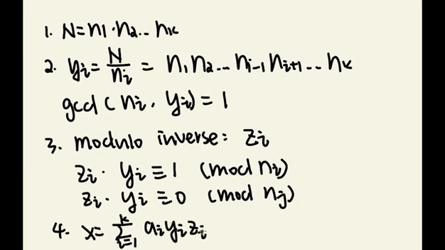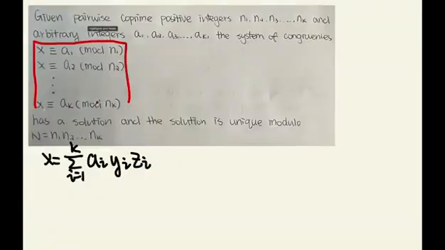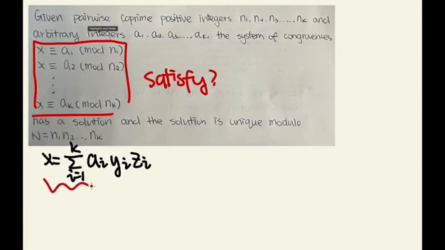Wow. Are you still following? I totally understand that can be a bit confusing. So why is that the correct solution? Well, let's see if the solution satisfies our initial conditions, which is that x has congruences a1 to ak modulus n1 to nk. Since our x is sigma ai times yi times zi for all the i's from 1 to k. Well, if you don't know what sigma is, I'll make other videos to explain it.